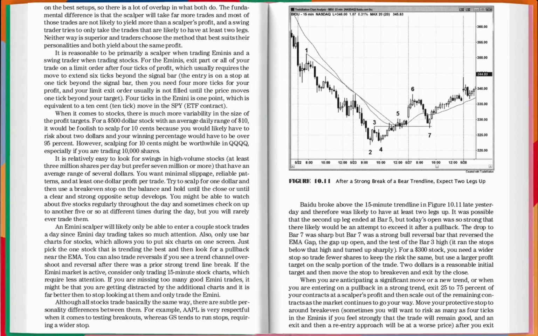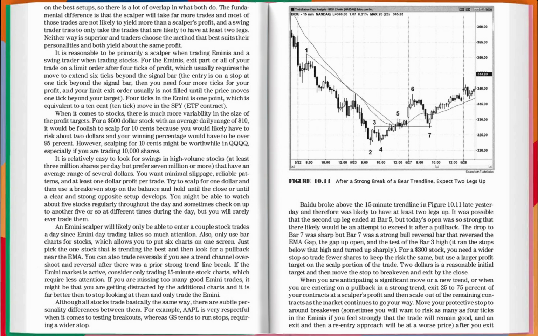The drop to bar 7 was sharp, but bar 7 was a strong bull reversal bar that reversed the EMA gap, the gap up open, and the test of the bar 3 high. It ran the stops below that high and turned up sharply. For a $300 stock, you need a wider stop, so trade fewer shares to keep the risk the same, but use a larger profit target on the scalp portion of the trade. $2 is a reasonable initial target, and then move the stop to break-even and exit by the close.